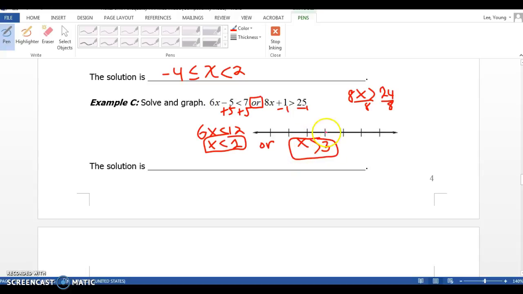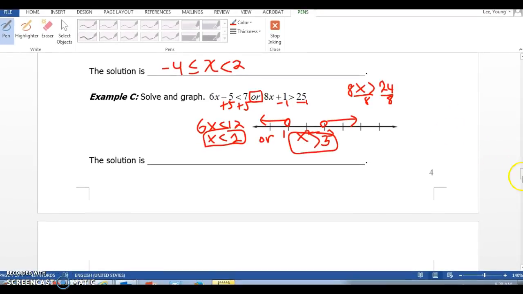It's "or," you remember? So let's say this is 1, this is 2, this is 3. Then 2 is an open circle, 3 is an open circle because there's no equal sign, right? X is less than 2 goes to this side, and x is greater than 3 goes to the other side. So anytime you see "or," they go in opposite directions. Understand?